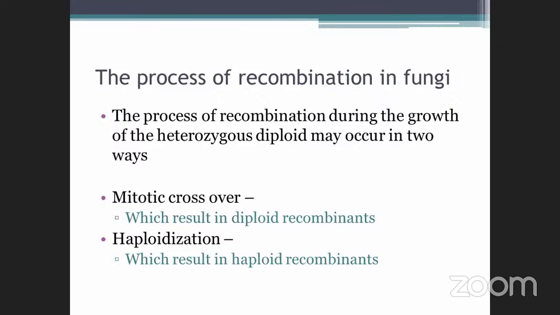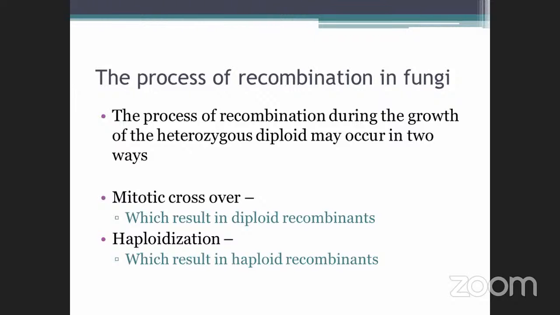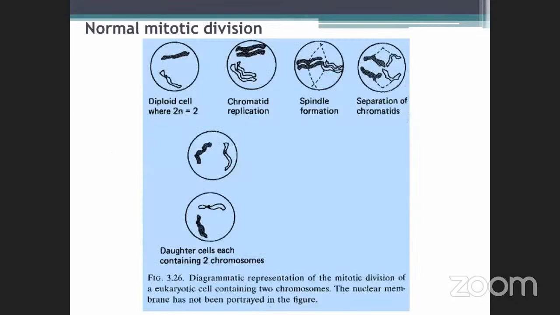The process of recombination during the growth of the heterozygous diploids may occur in two stages. One is the mitotic crossover, which results in diploid recombination. I think we already discussed this over here. Diploid heterokaryons are there, and then there will be haploidization to produce the haploid recombinant.